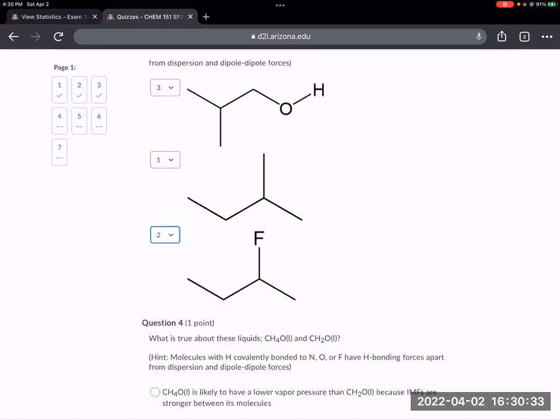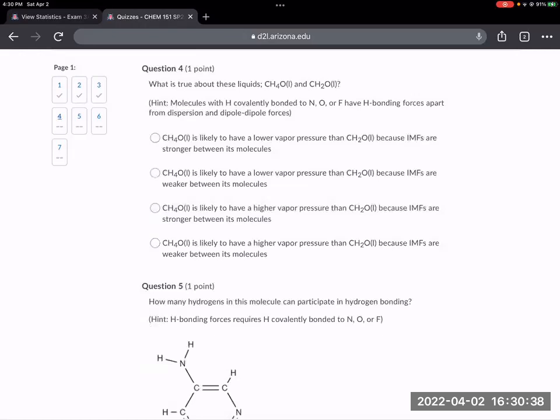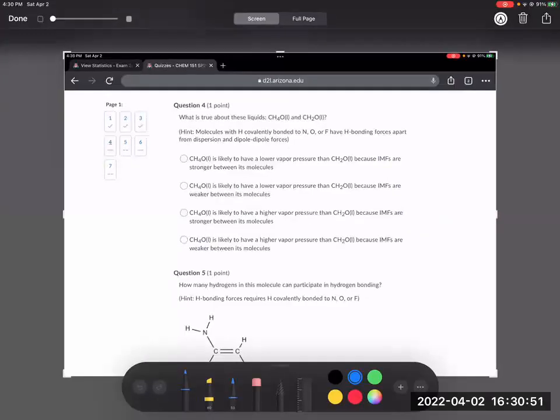Now let's move to question 4. Question 4: what is true about these liquids, CH4O and CH2O? Let's take a screenshot and work somewhere else. Again, CH4O, CH2O. The first thing we should do when we are given molecular formulas like this, and asked questions about intermolecular forces or polarity or anything like that, is draw the Lewis structure. It's very important that you start with that.